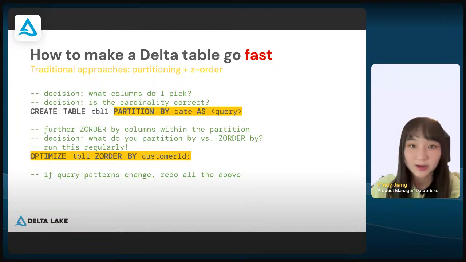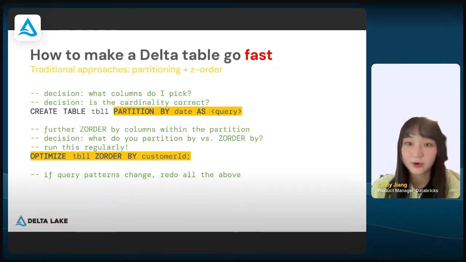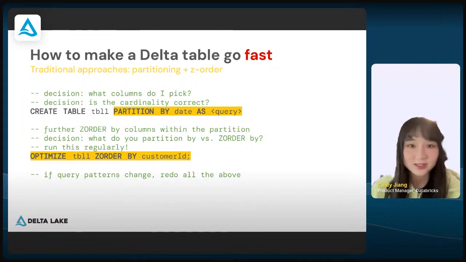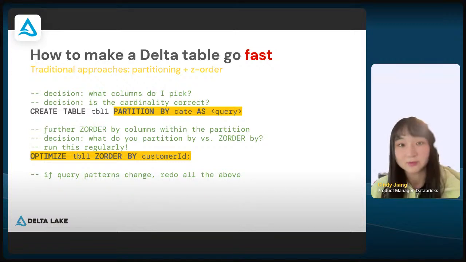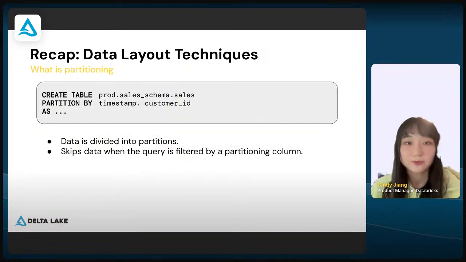What should I Z-order by? And you have to choose carefully, because if you choose incorrectly, your queries will actually run super slow. And also, even if you choose correctly, your data might evolve, your query patterns might change, and you might have to redesign your data layout again. And by the way, the simplified code is just one example. In the real world, you might have to be choosing many of these data layouts for many tables all at once.